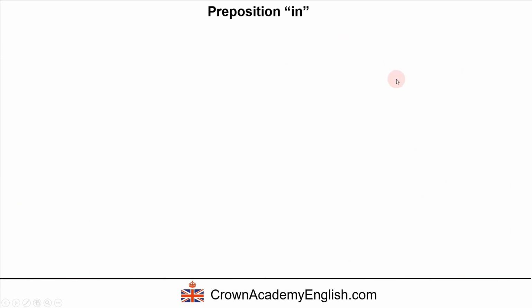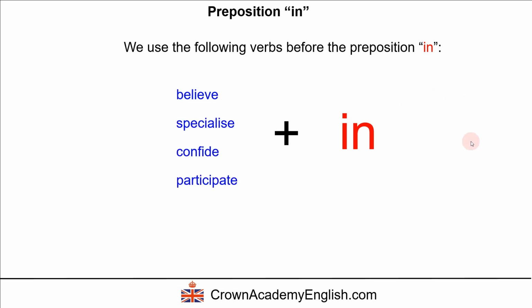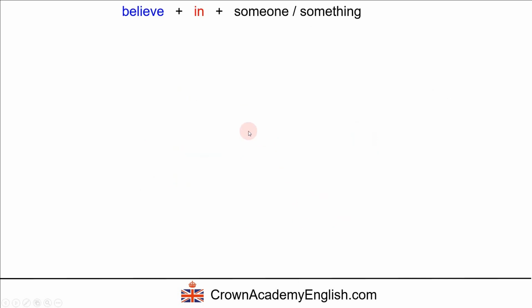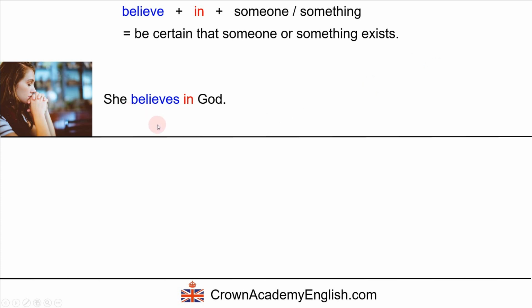The preposition in, and we use the following verbs: believe, specialize, confide, and participate. And again, of course, there are others, but these are some very important ones. So we believe in someone or something, and it means to be certain that someone or something exists. So she believes in God. Okay, so she's praying and she believes in God.